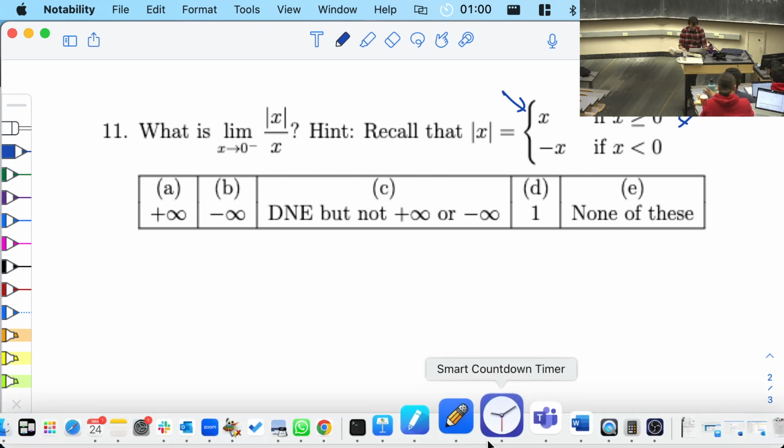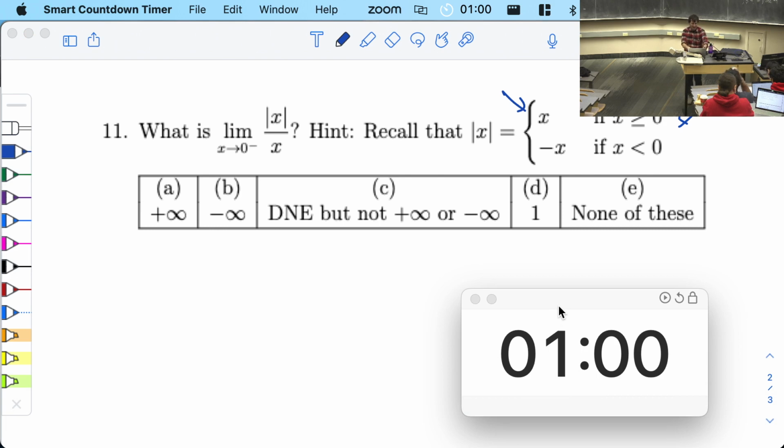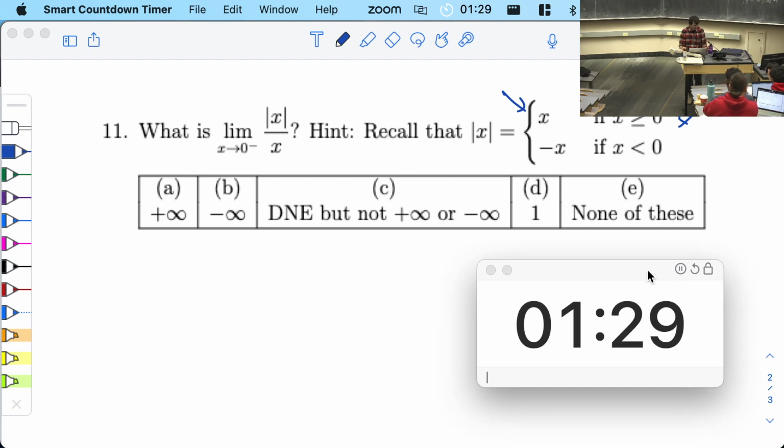So let me give you just like 1 or 2 minutes here. And I can come around and answer questions as well. Let's do a minute and a half. Try it and see if you can do it. And if not, I think it'll still be instructive for you to try it. Okay, so a minute and a half. I'll come around if you have individual questions.